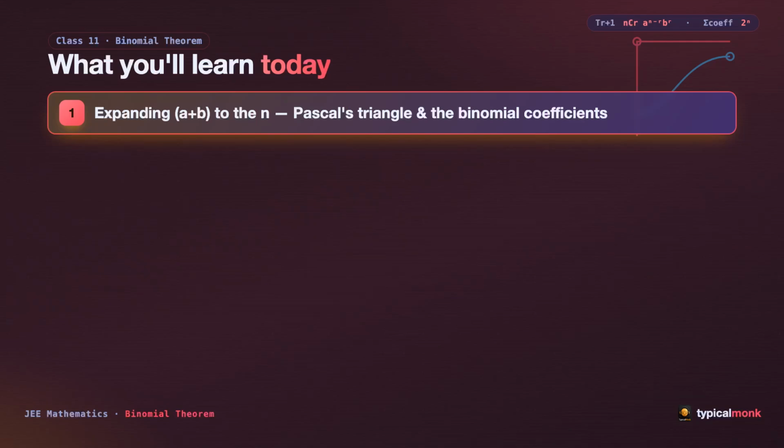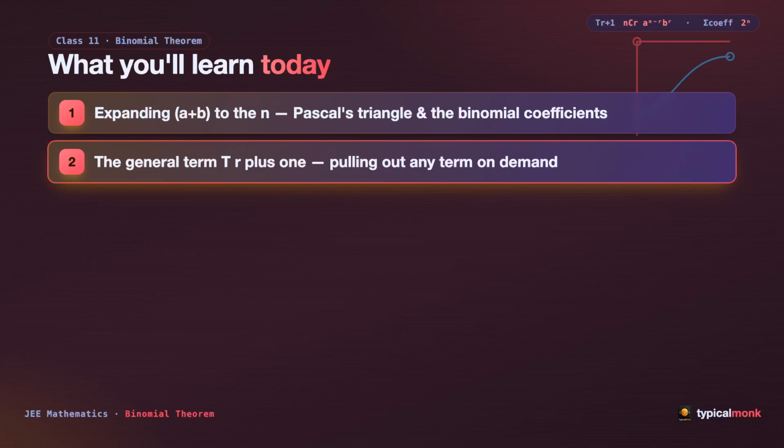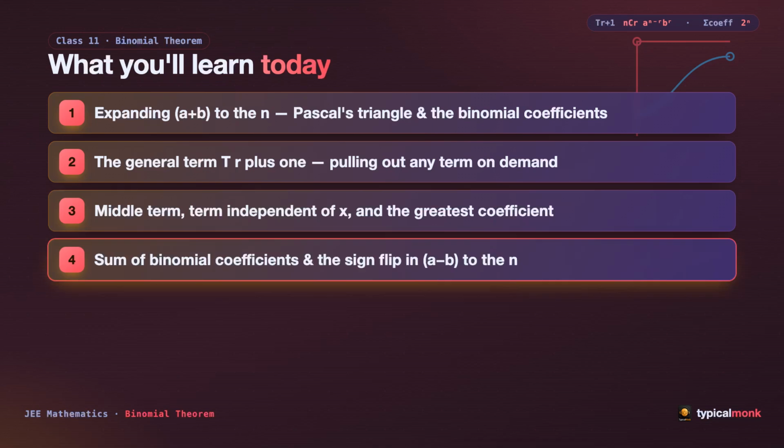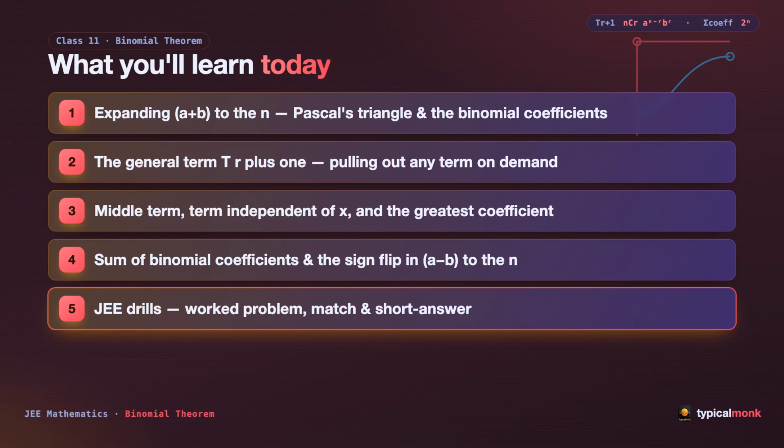First, how to expand (a + b)^n, Pascal's triangle and the binomial coefficient sitting inside it. Second, the general term T(r+1), the formula that lets you pull out any single term without writing the whole expansion. Third, the middle term, the term independent of x, and the greatest coefficient. Fourth, the sum of the binomial coefficients, and the sign flip that appears the moment b turns negative. And fifth, the drills, a worked problem, a match, and a short answer round. Ready? One idea at a time.